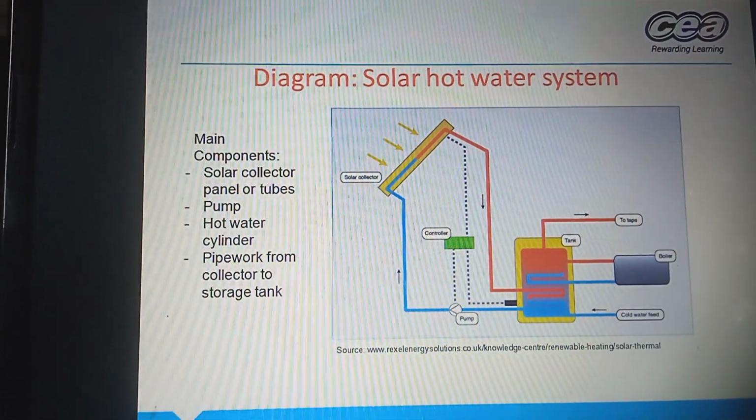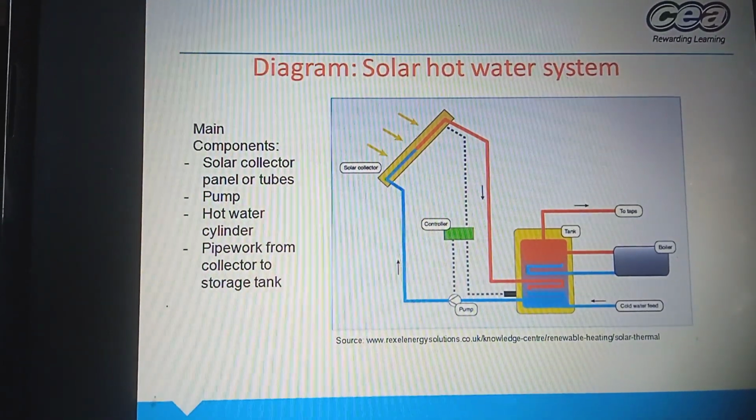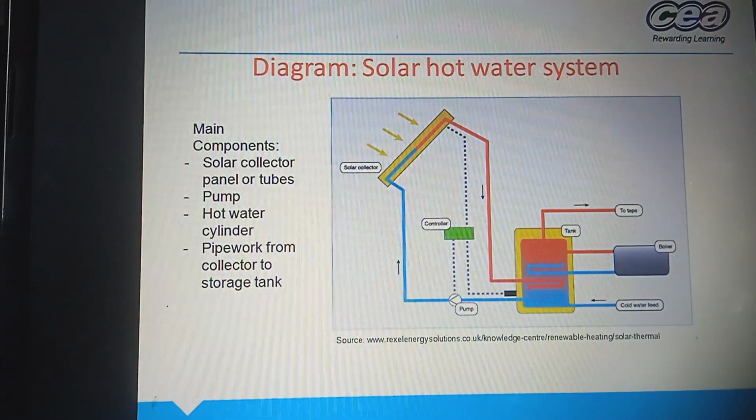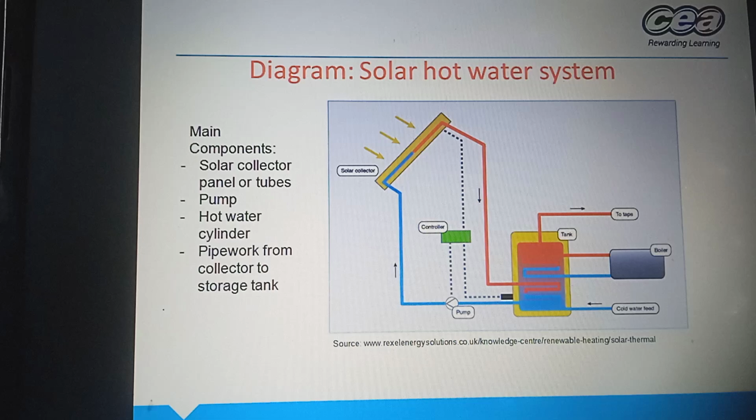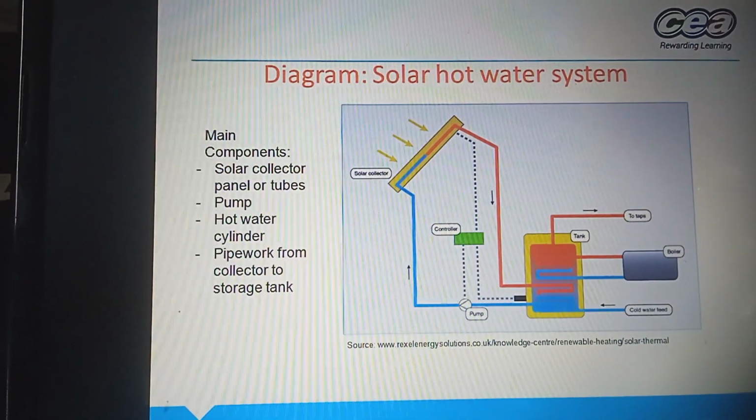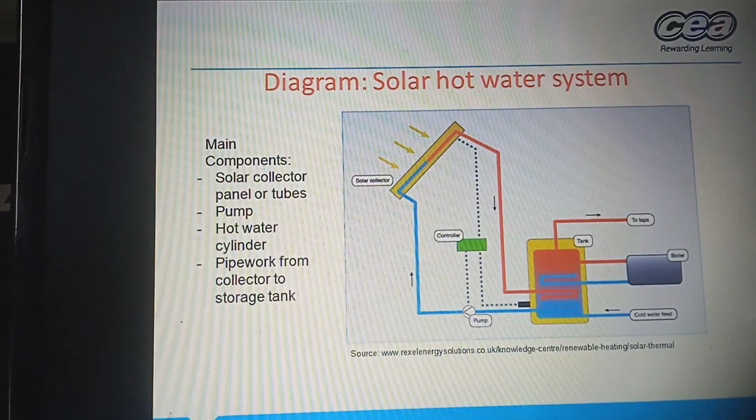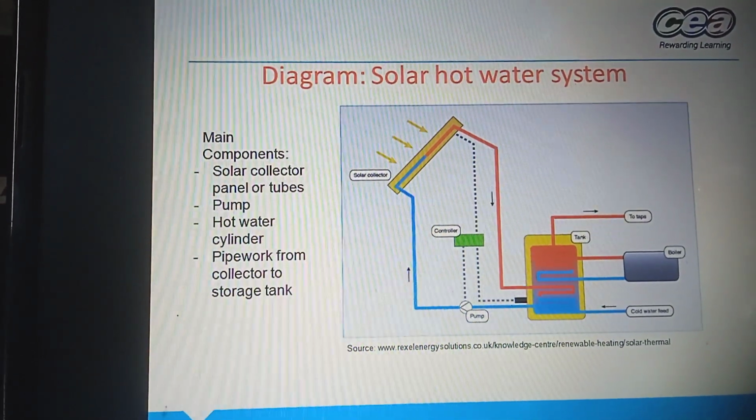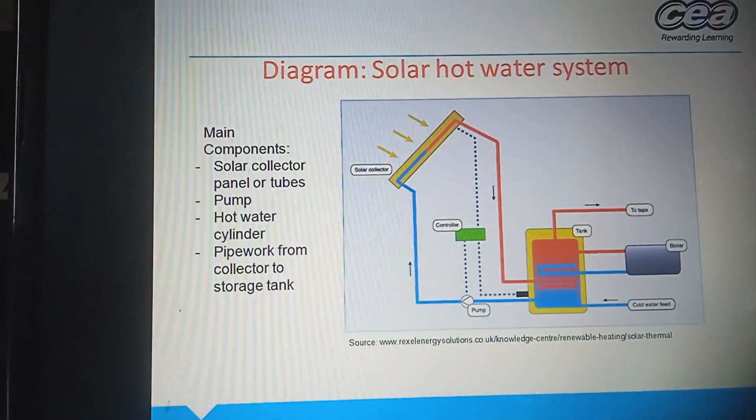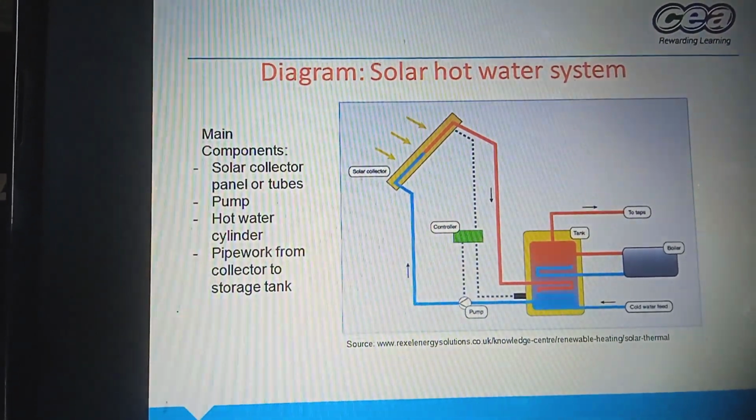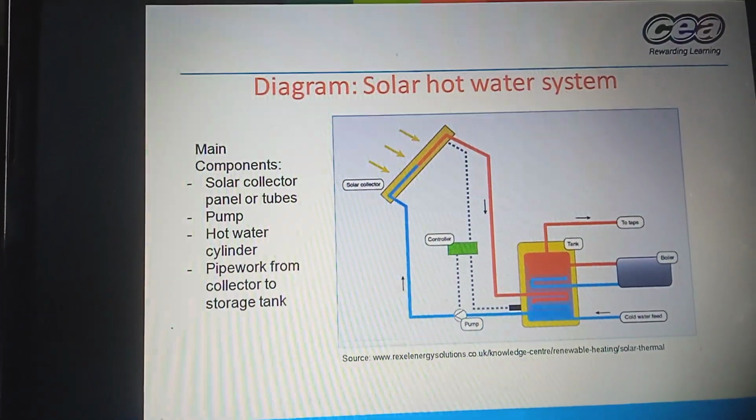The diagram of a solar hot water system. The main components: the sun, solar collector panel or tubes, pump, hot water cylinder, and pipework from collector to storage tank. First, the sun heats the solar collector, and the controller and pump move the heat into the cylinder. Then cold water feeds into the cylinder, is heated, fills the tank, and passes to the tap.